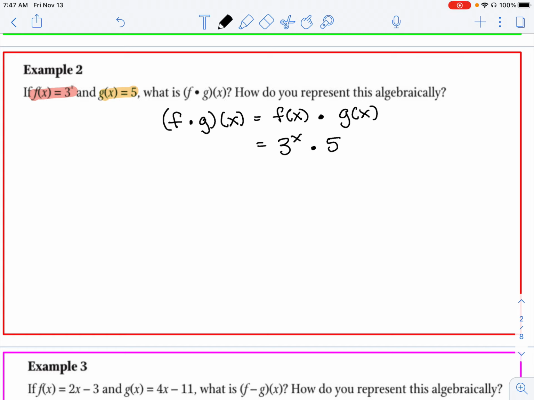Typically, when we rewrite this, we would put that constant in front. So I can say this is 5 times 3 to the x power. Be careful. You remember that exponent is only on the 3, so this does not combine to 15 to the x power. It's 5 times 3 to the x power. So that's f times g of x.